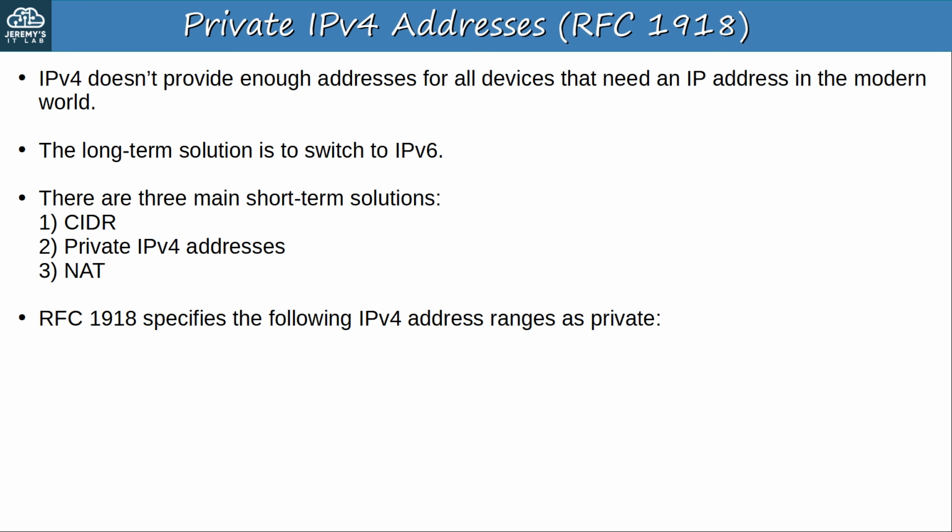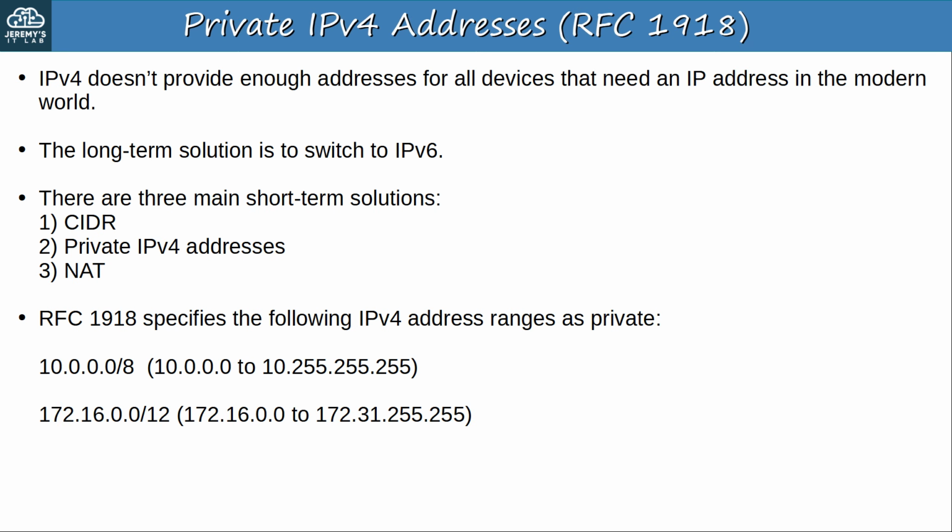Okay, so the first private IPv4 address range is 10.0.0.0/8, which includes 10.0.0.0 to 10.255.255.255. The second one is 172.16.0.0/12, which includes 172.16.0.0 to 172.31.255.255. Finally, there is 192.168.0.0/16, which includes 192.168.0.0 to 192.168.255.255.